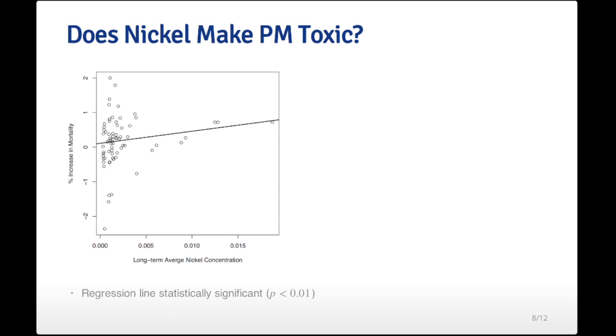So here's the regression line that you can fit to this data. It's a simple linear regression line, and you can see that it's positively sloped, indicating a positive correlation, so that more nickel is associated with a greater risk of mortality from PM. And in their original paper, the regression line was statistically significant with a p-value less than 0.01. And so that's very interesting. It would seem to imply that in communities with higher nickel concentrations, you have greater risk of mortality.